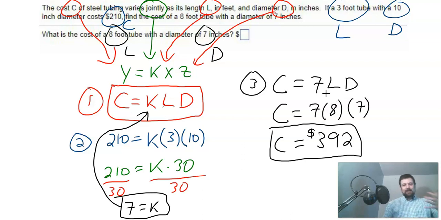So the question is, how much would it cost for an 8-foot tube with a diameter of 7 inches? So we plug in 8 for the length, the diameter 7 inches, and we just simplify this to find C. And so we multiply those together in our calculator and we get $392, right? So the cost would be $392.